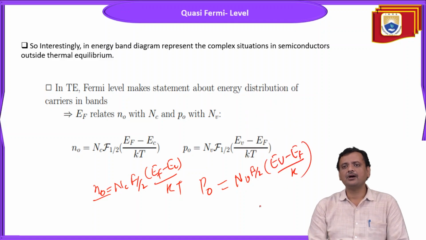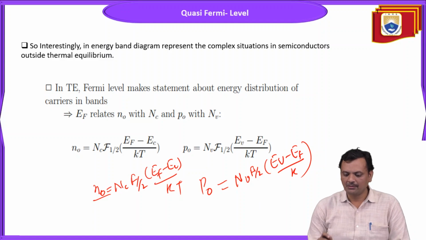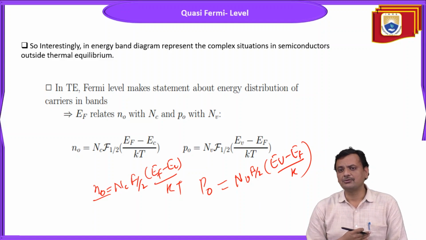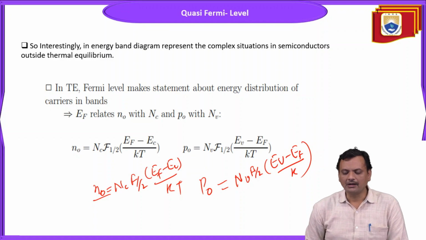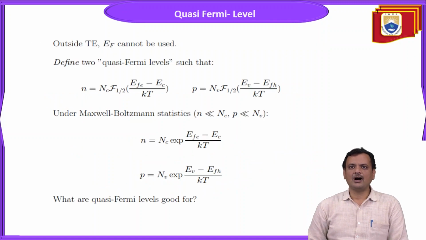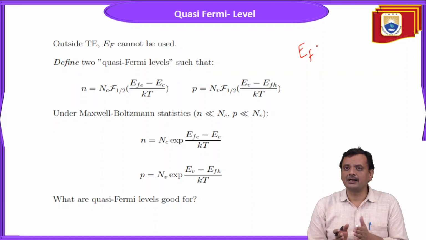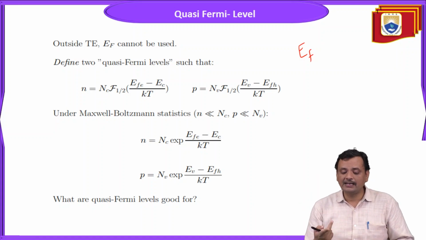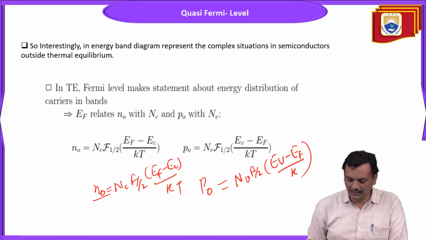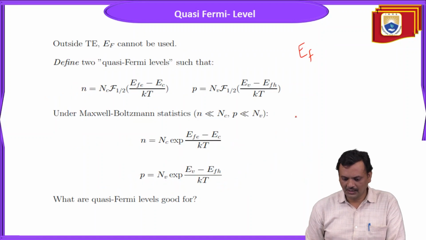This is the case for thermal equilibrium condition, but this equation will be modified in the case of quasi-equilibrium condition, and we will see how. Outside of thermal equilibrium, EF cannot be used. You can't use EF, the Fermi energy. Because this is the condition for quasi-equilibrium, there are two types of Fermi energy available. So at that time, you have to modify this equation in this form.